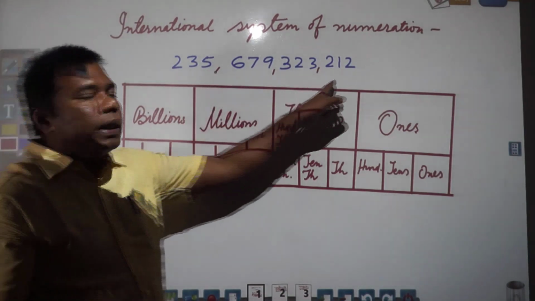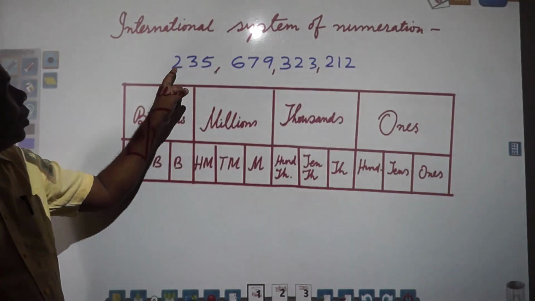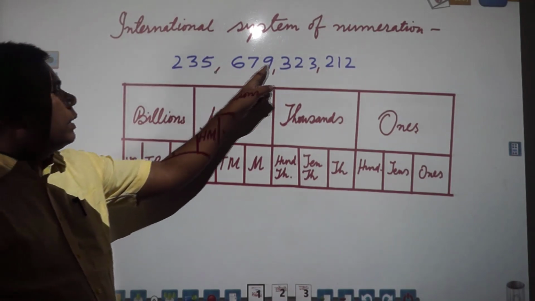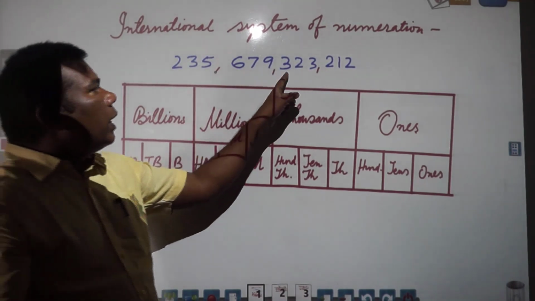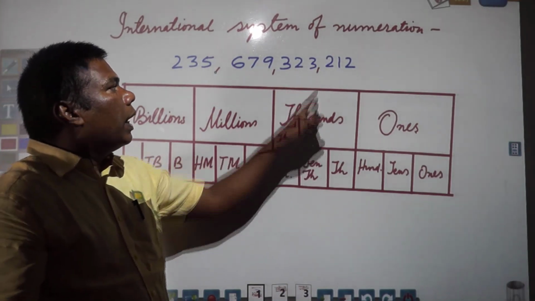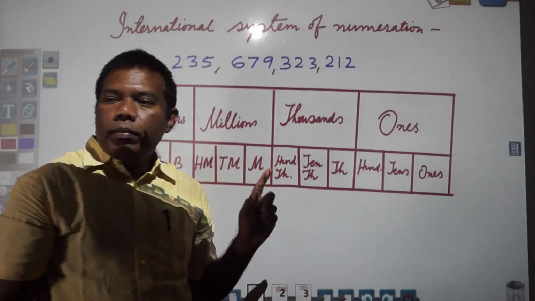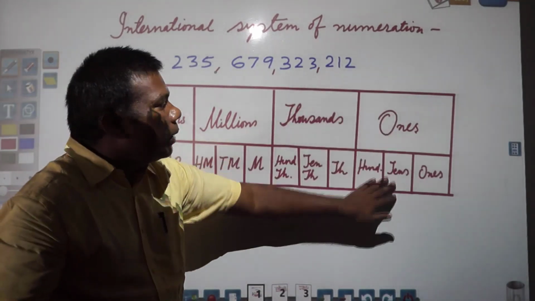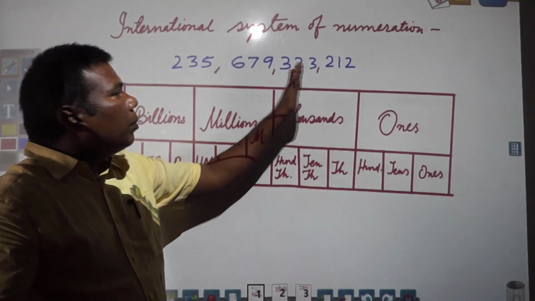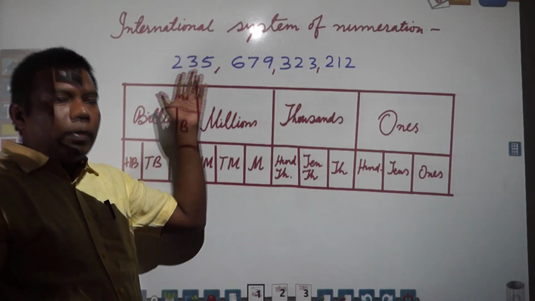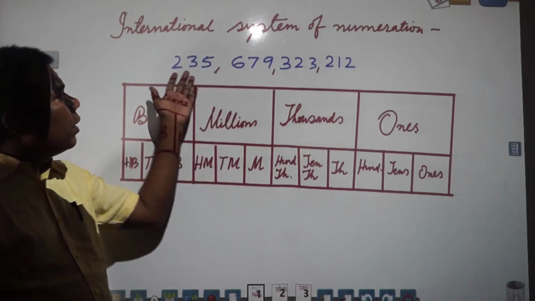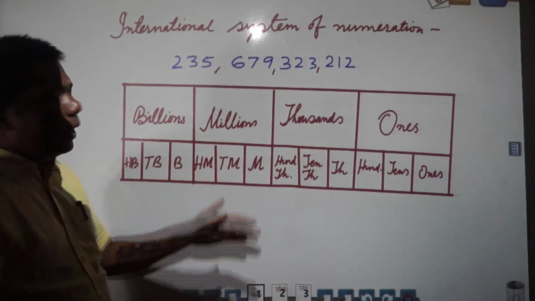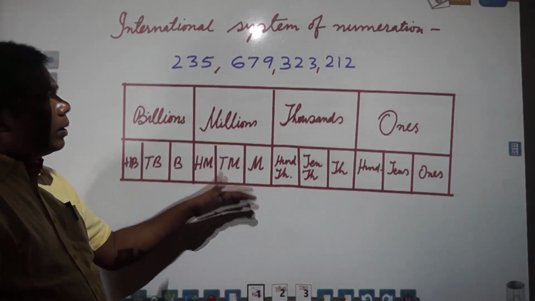So when you read this number, how will you read? 235 billion, 679 million, 323 thousand and 212. So like that we read. In the Indian system, after the ones period, we take numbers every 2 digits. Here we take 3 digits. Got it?